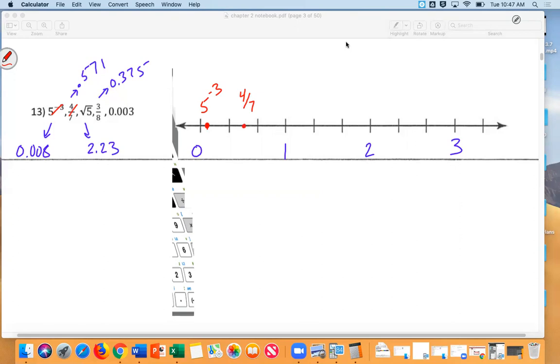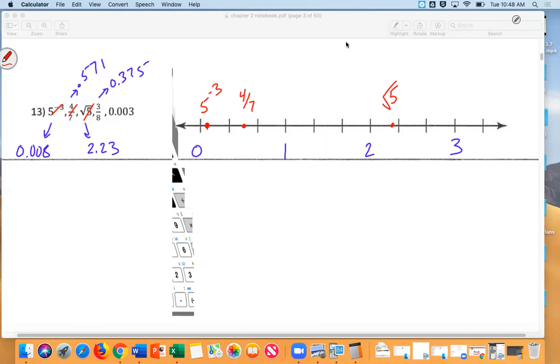Now I have the square root of 5, which I've already done. Square root of 5 is 2.23. If we have from 2 to 3, we have 3 sections: the left, the middle, and the right. 2.23 is going to be right about here because these are broken up into thirds. This would be 2 1/3, 2 2/3, and then 3. So 2.23 would correspond to the square root of 5. That's right there.